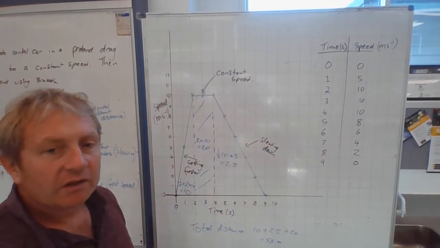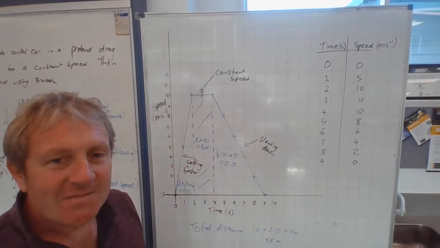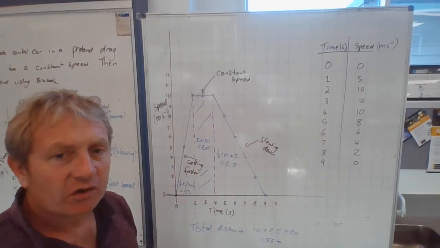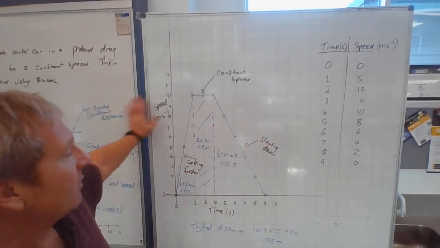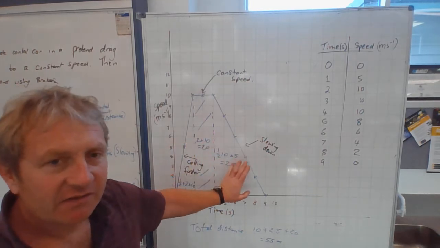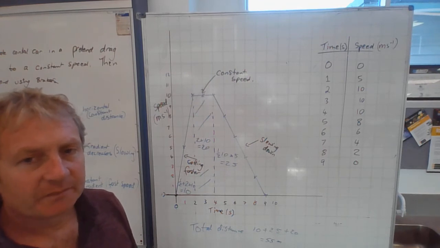So if you have a look, you will find a Word document in Classroom. I want you to draw the 2 graphs which it's asked you to draw, and I want you to label the bits on, and you're going to have to calculate the area underneath the speed time graph, which will give you the distance travelled. Thanks.